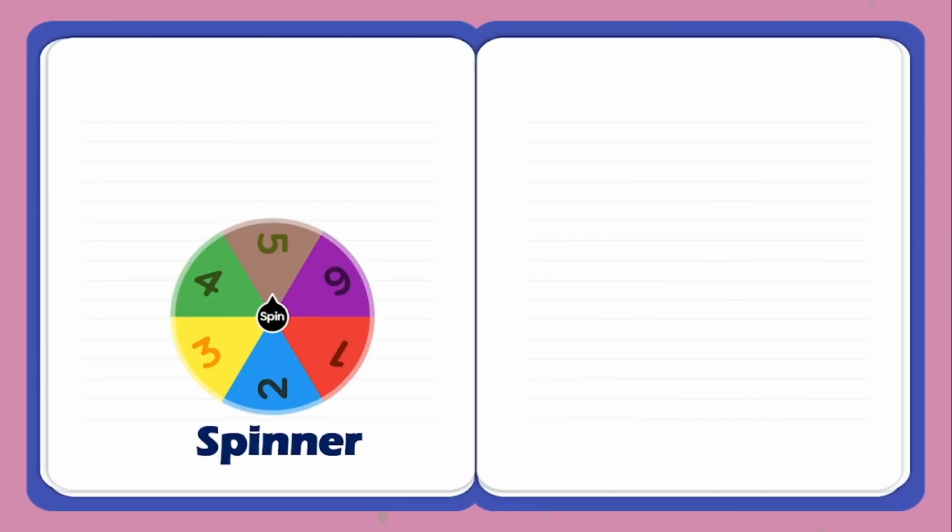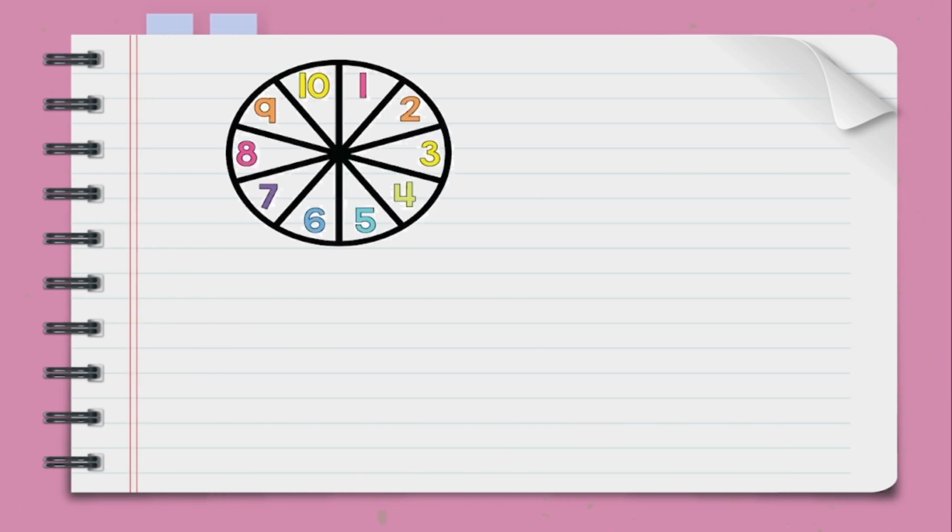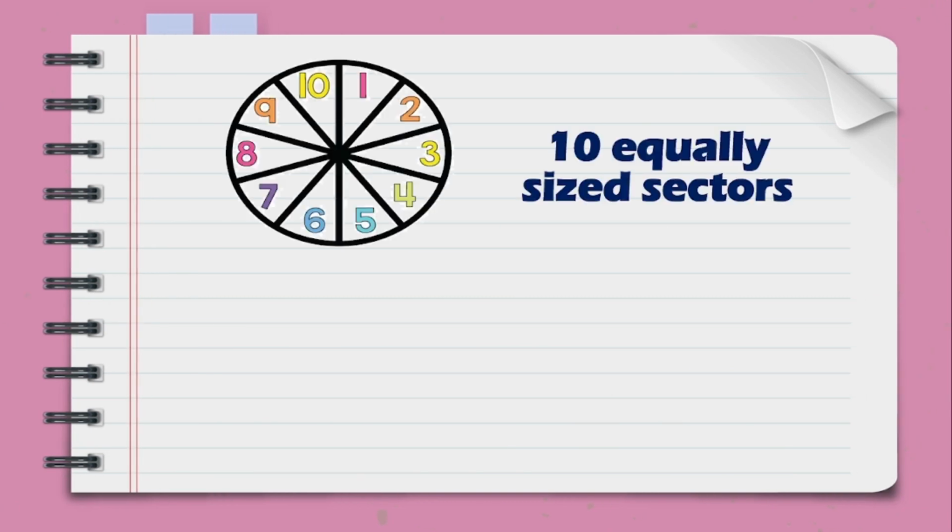Let's look at some more examples. For example, we will use a spinner. If we had a spinner with just 6 equally sized sectors, the probability would be exactly the same as with dice. So we want a few more sectors. There, that's more like it. Now we have 10 equally sized sectors. So what is the probability of spinning an 8?